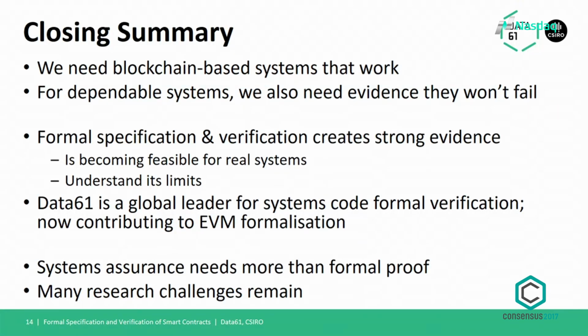So in closing, we need blockchain-based systems that work, but for dependable blockchain systems, we also need evidence that they're going to work. Formal specification and verification can create really strong evidence, and it's becoming feasible to use this for real-world systems. But we need to understand and appreciate the limits of what the evidence brings us. We're a global leader in systems code formal verification. We're starting now to contribute to the EVM formalization. If you'd like to help us accelerate that work, or if you'd like us to work with formal verification on some other smart contract platform, then come and talk to me afterwards.